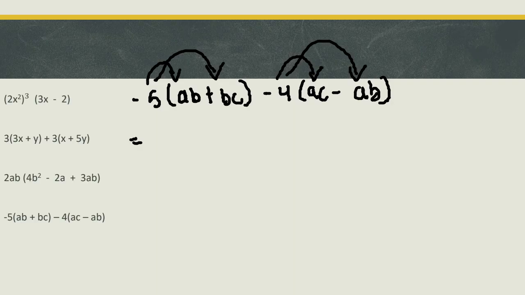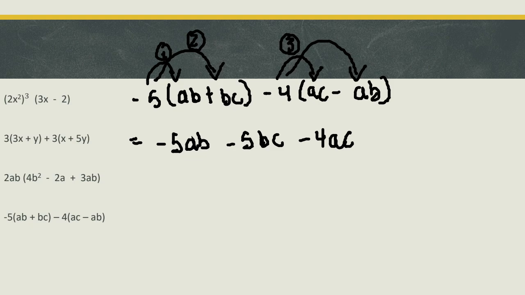In the first arrow in this one, we have negative 5 times ab, so that just gives me negative 5ab. In the second arrow, we have negative 5bc. In the third arrow, I have negative 4ac because I have a negative 4 times ac. And then in the fourth arrow, here's the tricky trick. We have a negative 4 times a negative ad, so we end up with a positive 4ad.